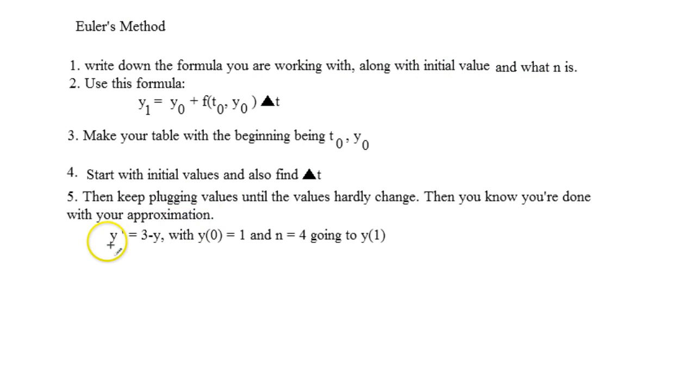Okay, so for example, I have my formula. The initial value y at 0 is 1, and n equals 4, and we're going to go to y equals 1. Okay, and we're going to use this formula: y sub 1 equals y sub 0 plus the function as you plug in t sub 0 and y sub 0 times delta t. Okay, now we're going to make our tables beginning with t sub 0 and y sub 0.